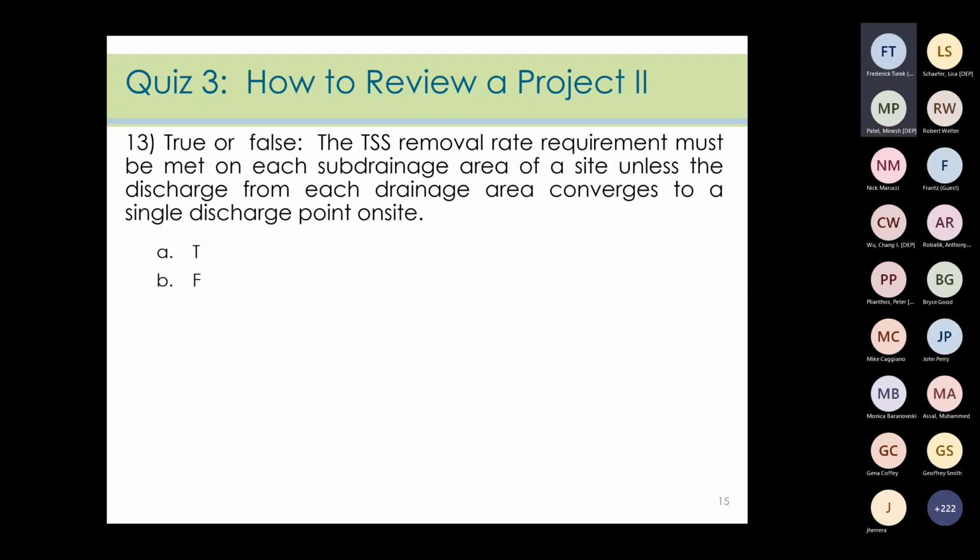Question 13, true or false? The TSS removal rate requirement must be met on each subdrainage area of a site unless the discharge from each drainage area converges to a single discharge point on site. And the answer here is A, true.